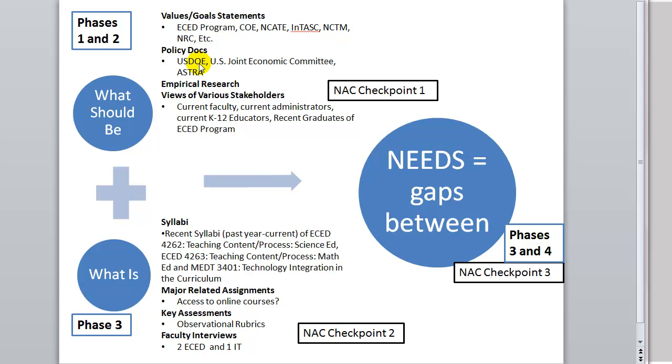I'm also looking at policy documents, things that relate to the whole push for STEM. The U.S. Department of Education has a recent publication about it. The U.S. Joint Economic Committee had something that they put out recently. ASTRA, which is a science education organization, has some stuff, and I've just been collecting documents. And then this early childhood chair pointed me to an enormous wealth of information about the future science standards that are coming, because in Georgia we don't use the Common Core for science. I don't even know if there is a Common Core for science.